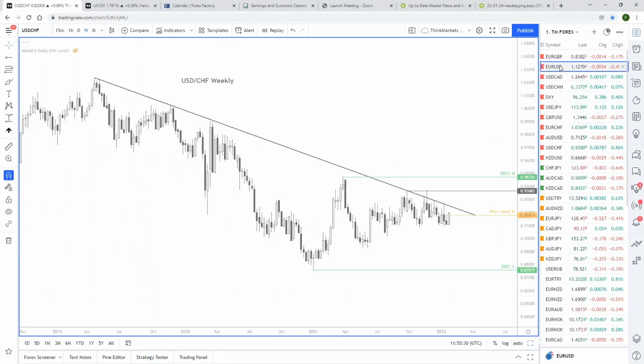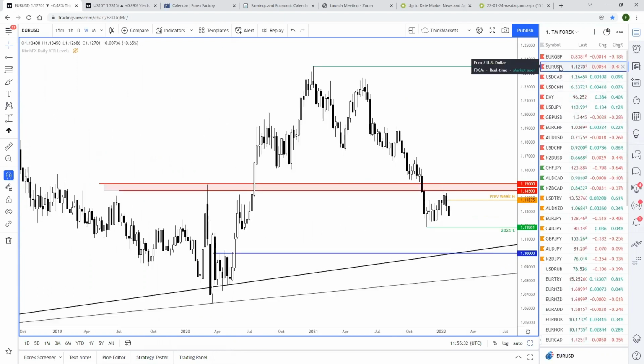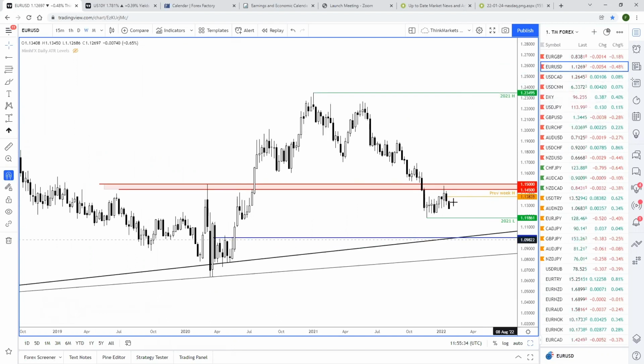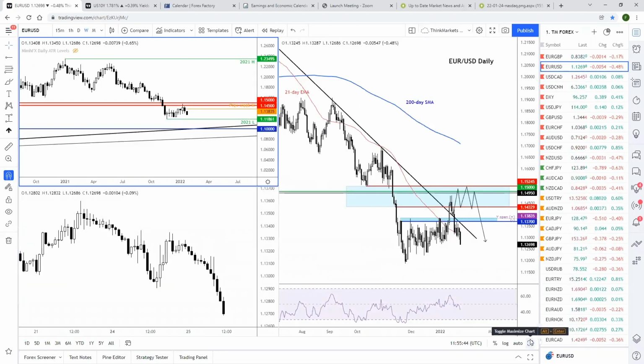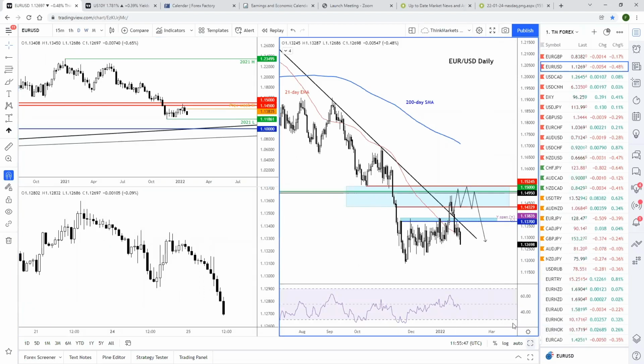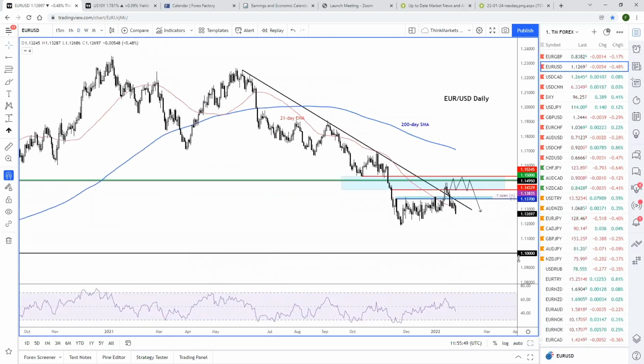Euro dollar. So euro dollar, we were previously mentioning the importance of the area between 114.50 to 115, as you may recall from our previous webinar. It's kind of proved to be the case, because if you look at the daily chart, we broke above the trend line momentarily, tested that area, and as we had indicated, the market has sold off. So that's not a major surprise, is it, Victor?